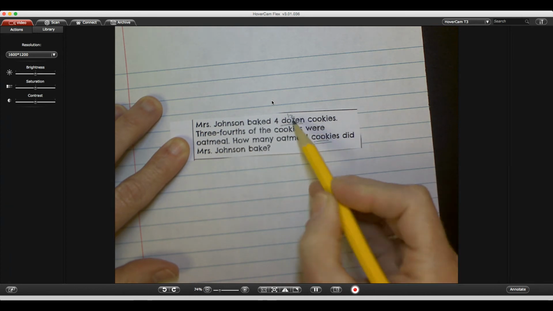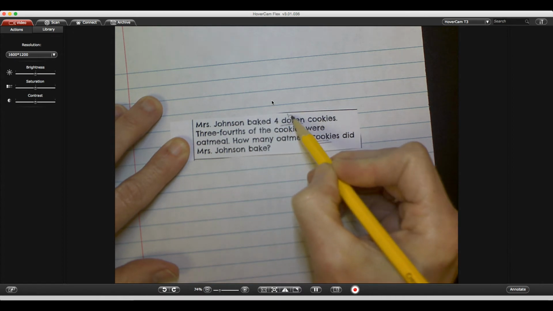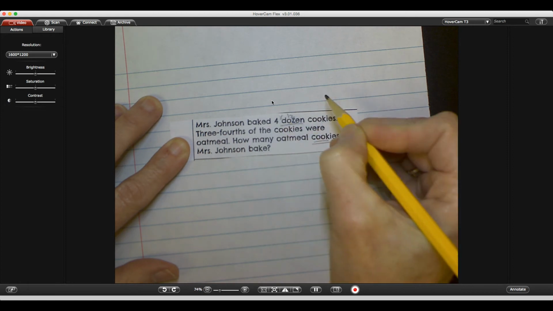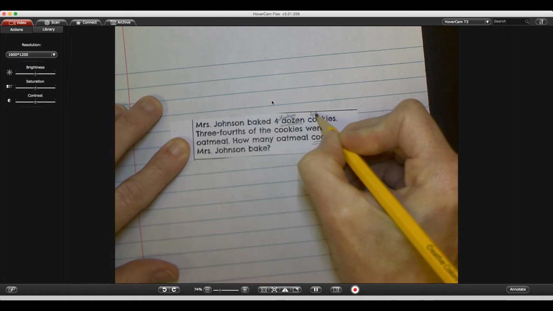How many cookies? Well, I don't just have 4 cookies. I have 4 dozen or 4 groups of 12, which is 4 times 12. So I actually have 48 cookies.